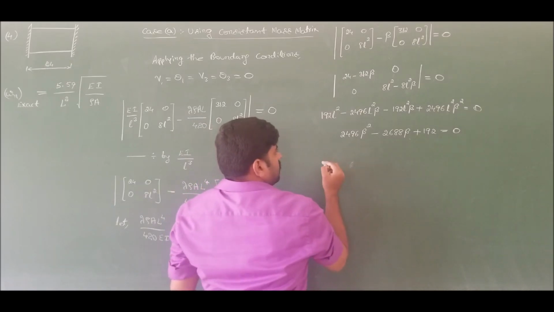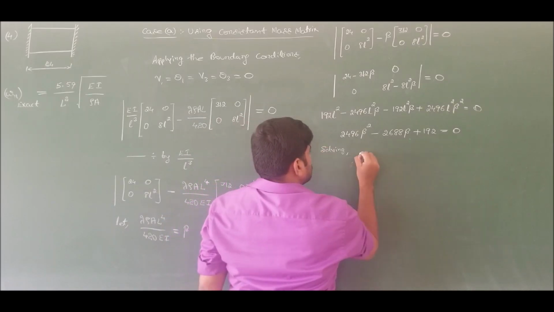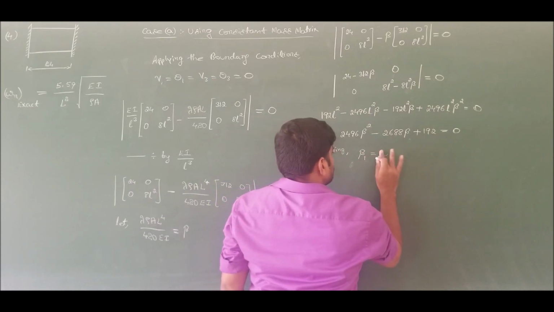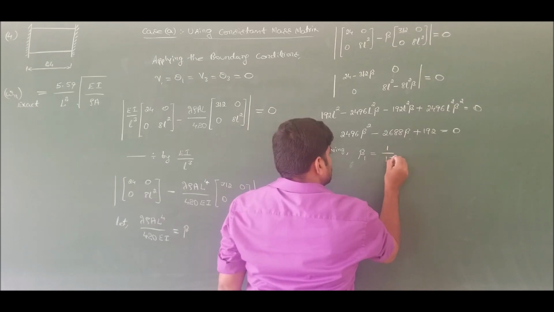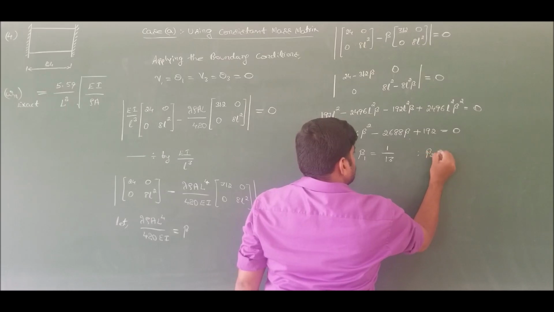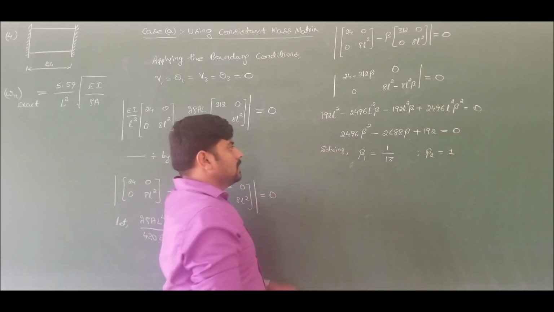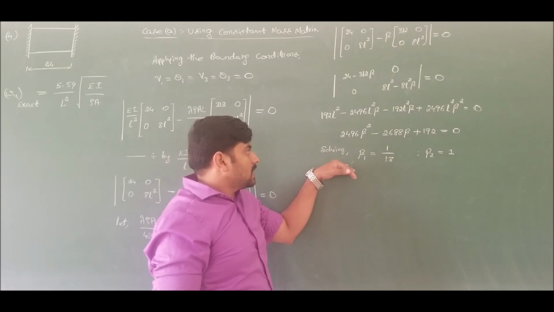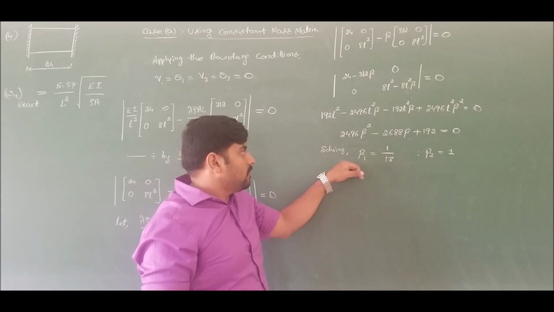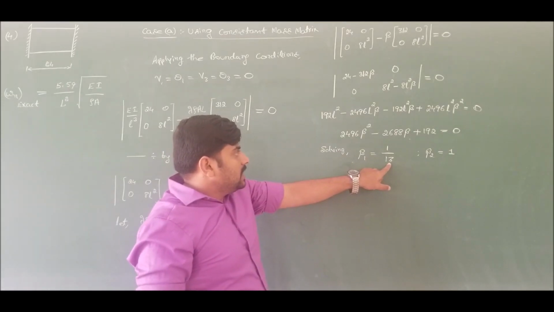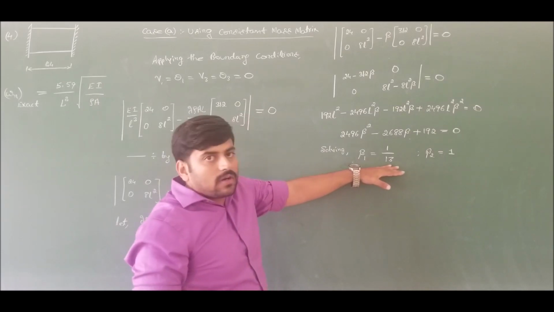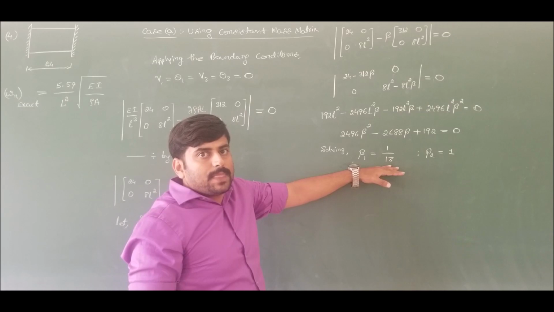So solving this equation using calculator, I will get the value of beta 1 as 1 by 13 and the value of beta 2 as 1. As I said, one should write the eigenvalues in increasing order. So therefore, beta 1 is 1 by 13 and beta 2 is 1. So this will become the reference for determination of fundamental natural frequency.